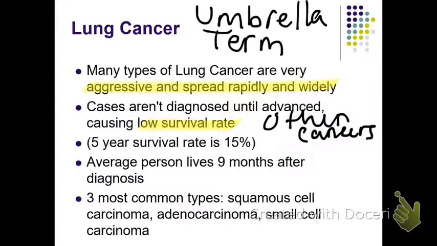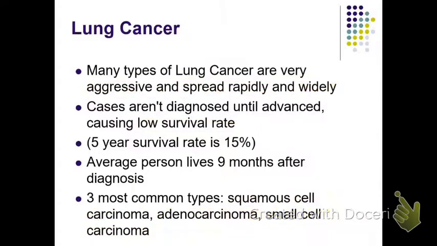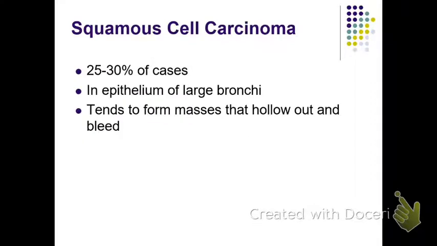We will explore the 3 different common types of lung cancer, which are squamous cell carcinoma, adenocarcinoma, and small cell carcinoma. So squamous cell carcinoma makes up a small percentage of lung cancer cases, about 25 to 30%, and it's typically found within the epithelium of the large bronchi.